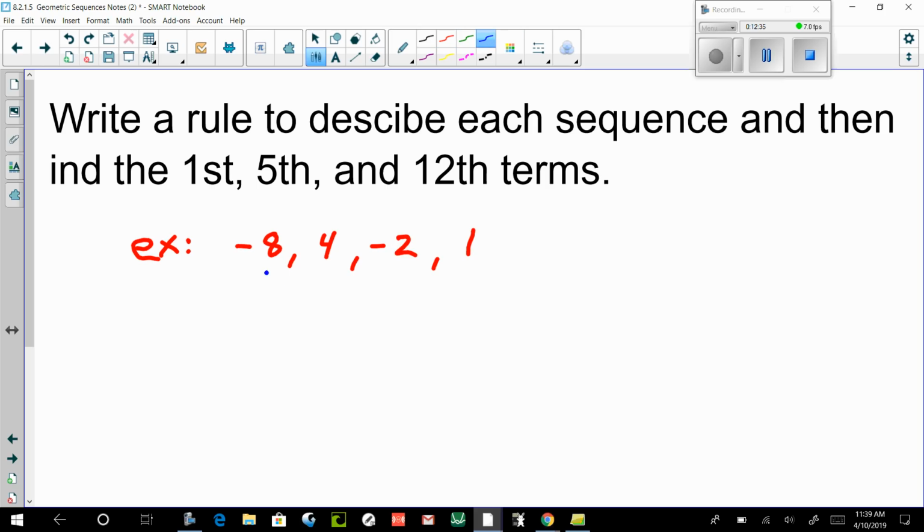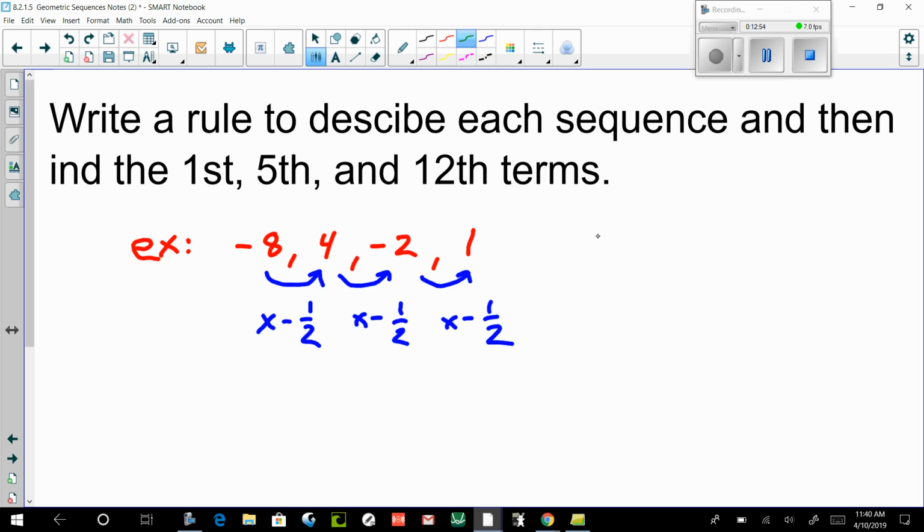First thing we need to figure out is what's happening here. It looks like I'm dividing by 2. Remember, we have to say we're multiplying by negative 1/2. Again, I know it's negative 1/2 because the signs are changing. So we're multiplying by negative 1/2 each time to continue this sequence.